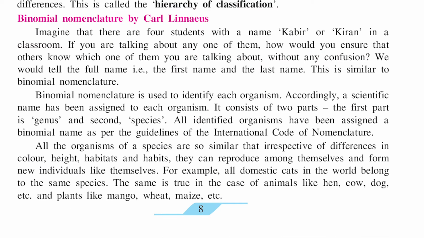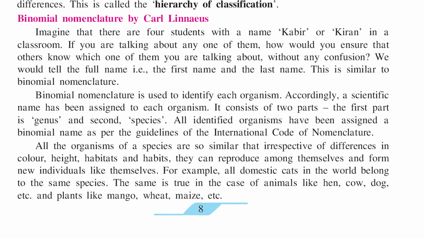Binomial nomenclature by Carl Linnaeus. Imagine that there are 4 students with the name Kabir or Kiran in a classroom. If you are talking about any one of them, how would you ensure that others know which one of them you are talking about, without any confusion? We would tell the full name, i.e., the first name and the last name. This is similar to binomial nomenclature.